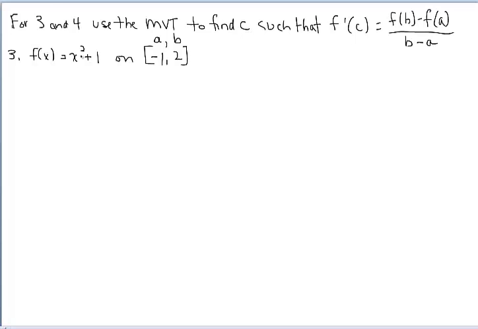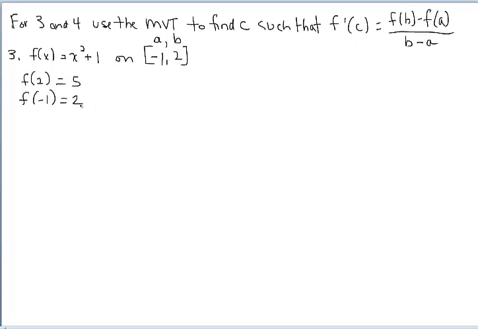Let's find c such that the derivative is equal to the slope given by delta y over delta x. So that's the first thing we're going to have to do. We're going to have to find the functional value at 2, f of b. So plugging 2 in here, I'm going to get 2 squared, 4, plus 1 is 5. Let's plug in negative 1 here to the function. Negative 1 squared, 1, plus 1 is 2.